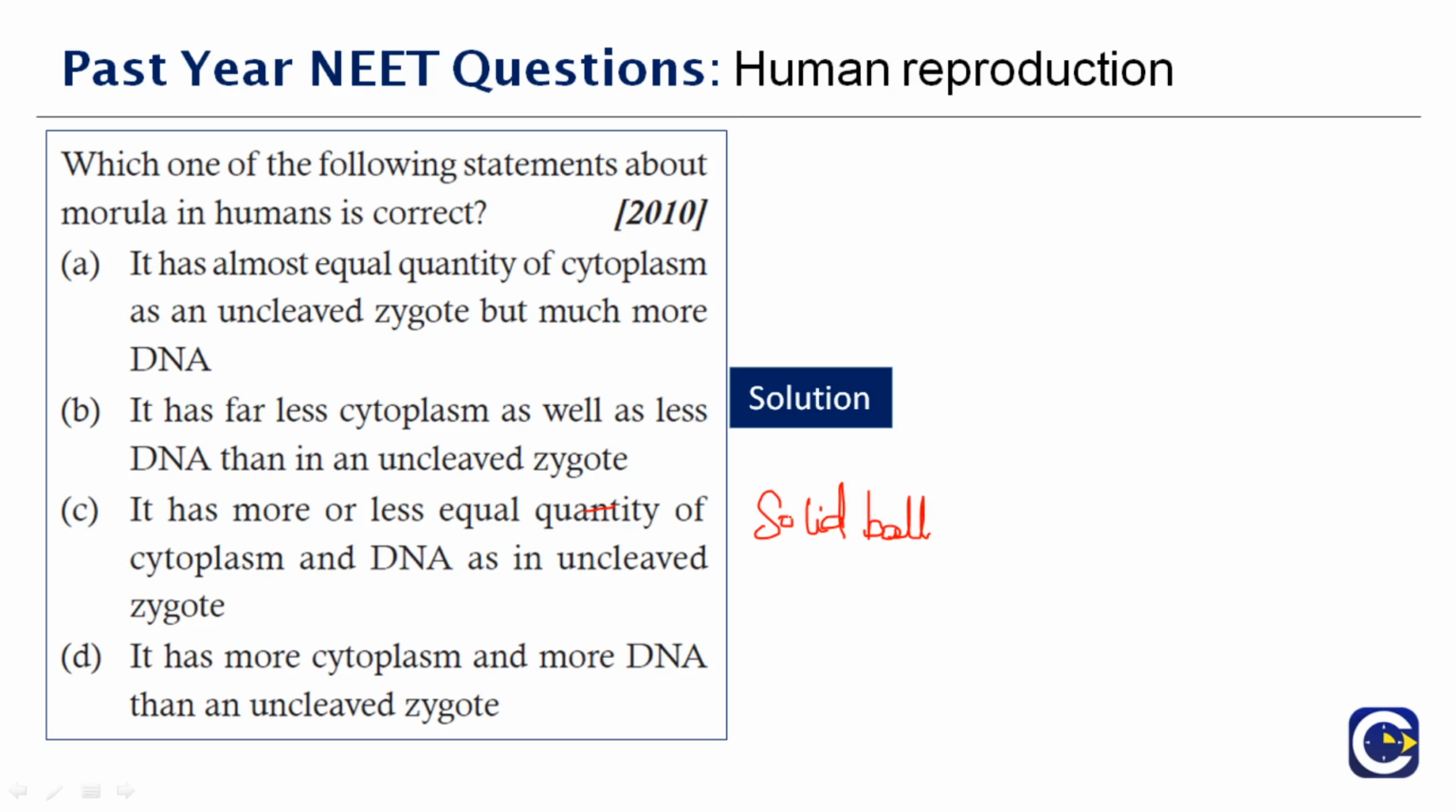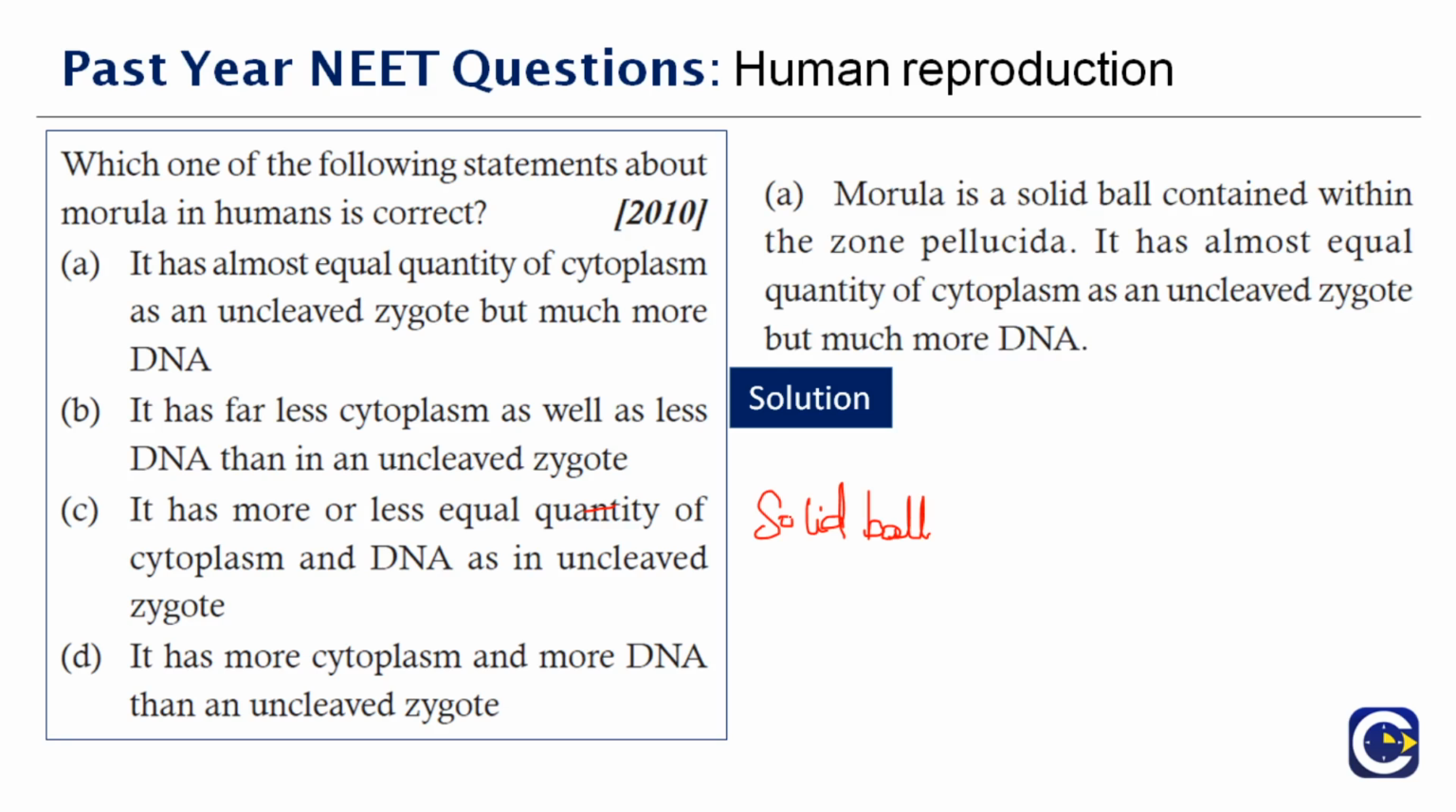It has almost equal quantity of cytoplasm as an uncleaved zygote, but much more DNA. So which statement out of the 4 is correct? If you see, the first option A itself is correct. Morula is a solid ball contained within the zona pellucida. It has almost equal quantity of cytoplasm and more DNA also. Therefore, the right answer is option A.